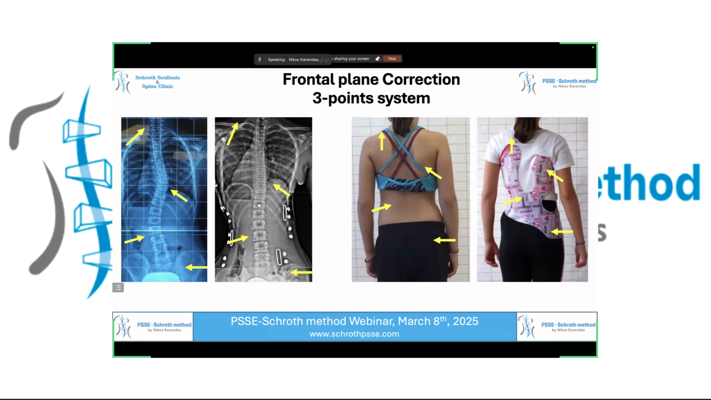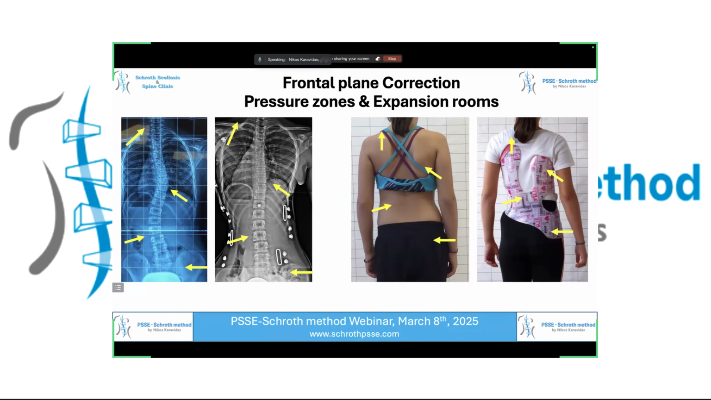But the idea should be to get the maximum correction of the angle, and the brace to be comfortable for the patient to be worn. But it's not only about the frontal plane, because scoliosis is a 3-dimensional deformity.